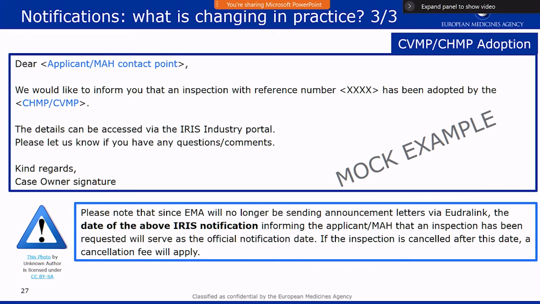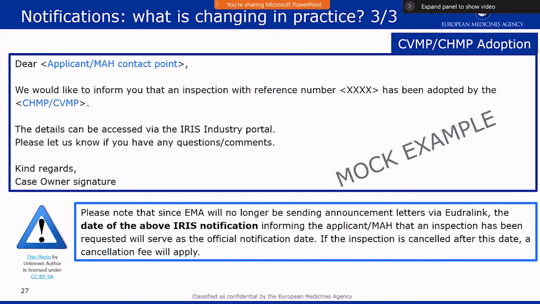So when we adopt an inspection by the committee, you will receive a message, very short, that says, "Dear applicant or contact point of the MAH, we would like to inform you that an inspection with reference number XYZ has been adopted by the relevant committee, and the details can be accessed via the IRIS industry portal. Please let us know if you have any questions or comments."